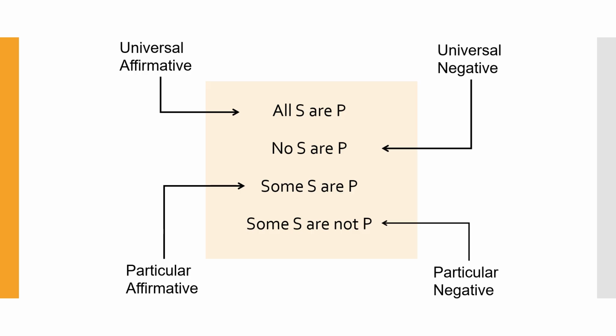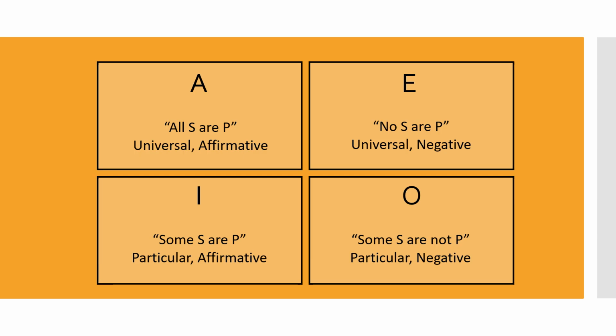Now we have these 4 different types of categorical propositions, and tradition has it that we're going to assign them letter designations. You can think of these as kind of names that we give these 4 possibilities, and their names are just a simple letter. And basically what we see is we have an A claim, which is our universal affirmative, the all claims. An E claim is a universal negative, the no claim. The I claim is a particular affirmative, some are. And the O claim is our particular negative, the some are not.